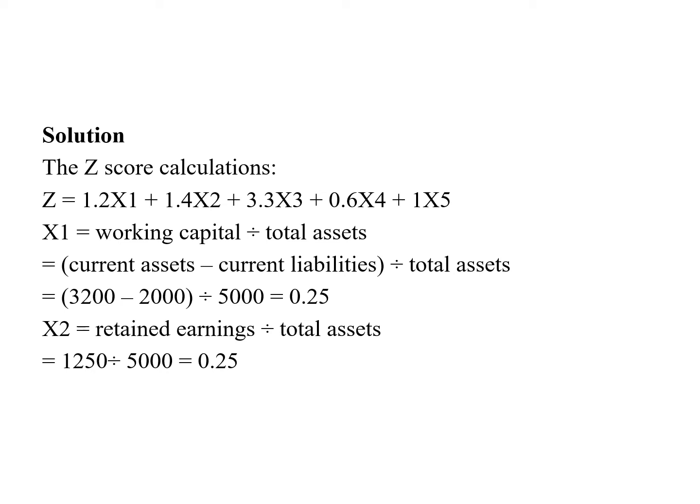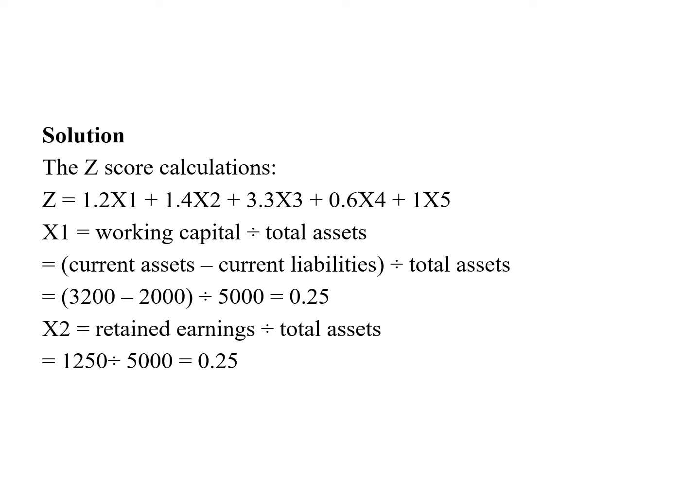So we can take the numbers from the givens of the example. Current assets, which equal 3,200, minus current liabilities, which equal 2,000, over total assets, which equal 5,000, gives 0.25. So what about x2? x2 equals the retained earnings over total assets, and those numbers are already given in the example from the other data, and for the total assets I can put the current assets plus the long-term assets. So x2 can be 1,250 over 5,000, which is the total assets, to get 0.25. So the value of x1 is 0.25. The value of x2 is also 0.25.